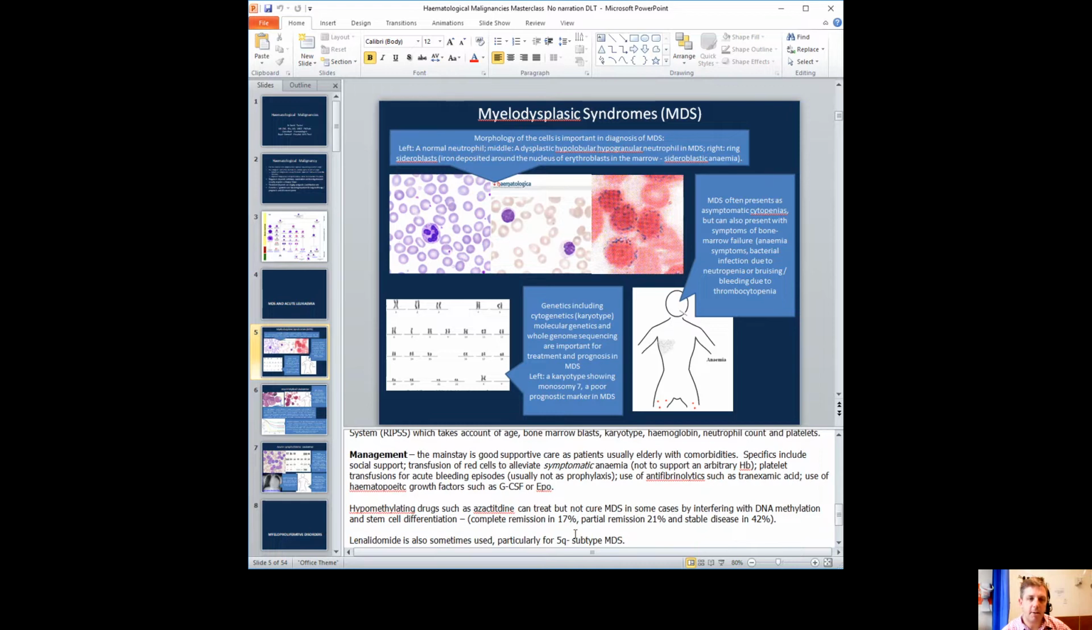And the management for myelodysplasia really is support. So red cells, usually only if the patient's symptomatic, not on a particular hemoglobin level.